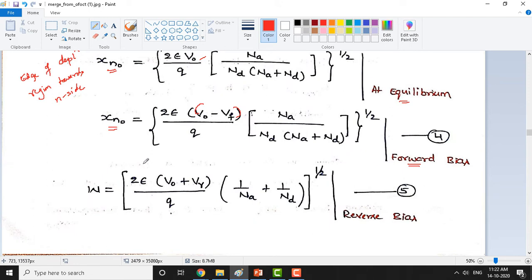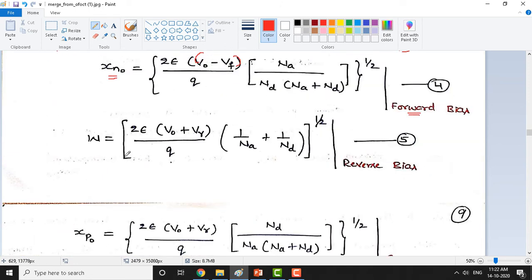Now let us rewrite the same equations for reverse bias. For reverse bias, the change you have done is V naught plus Vr. We have seen that in forward bias the barrier potential decreases, but in reverse bias the potential barrier keeps increasing, so there is a rise in the potential barrier. Therefore, majority carriers cannot move from N to P, like electrons, and holes cannot move from P to N. Only the electrons on the P side can drift, because of this potential barrier, to the N side.